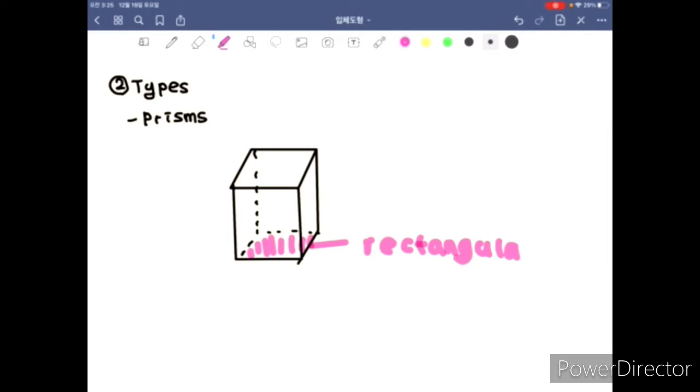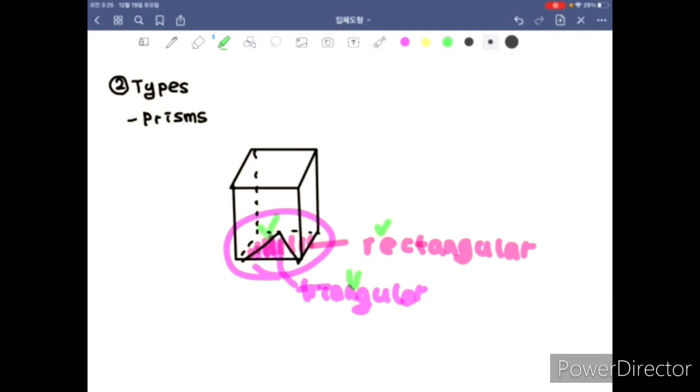And if the bottom of it is a triangle, it is called a triangular prism. So this might be called a triangular prism. So it depends on which shape the bottom is, and if we know the bottom, then we can know what prism it is.